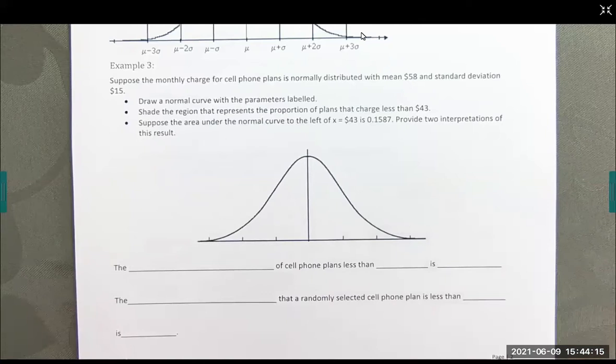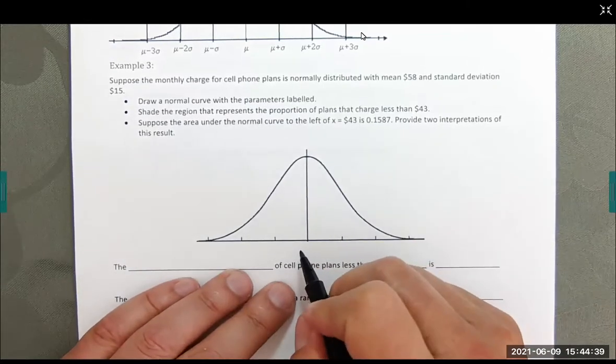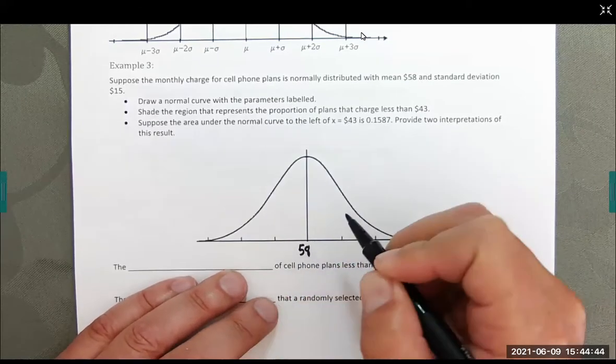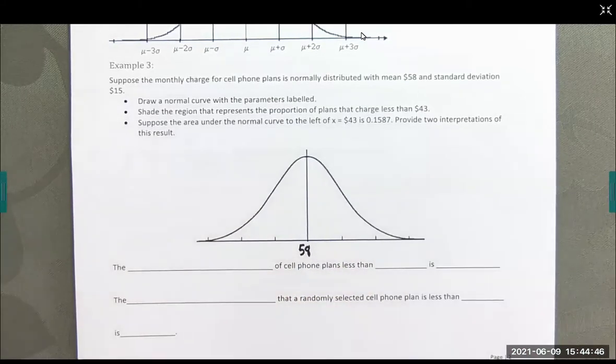So example 3. Suppose that the monthly charge for cell phone plans is normally distributed with a mean of 58 and a standard deviation of 15. Draw a normal curve with the parameters labeled. So if you recall, the mean goes in the middle. So the mean in this case is 58. And each of these ticks represents a standard deviation away. Standard deviation in this case is 15.